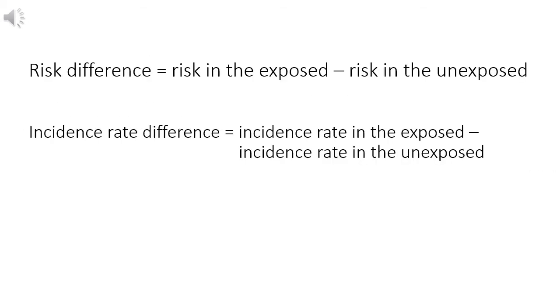To calculate a risk difference, you need to know the same numbers that you need to know for the risk ratio. You need to know what is the risk of the disease in the exposed group and risk of the disease in the unexposed group. However, you don't make a ratio, you make a subtraction. So risk difference is calculated as a risk in the exposed minus risk in the unexposed.